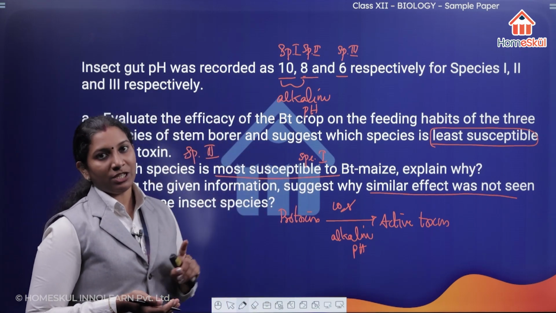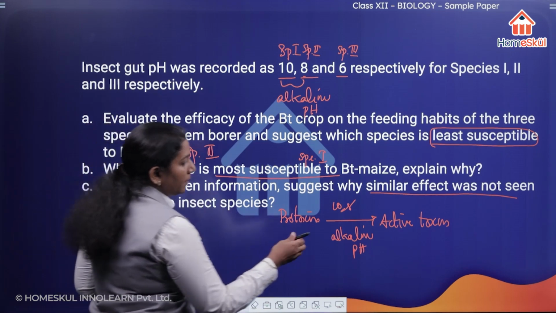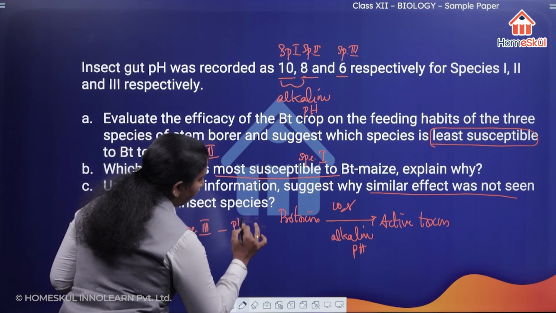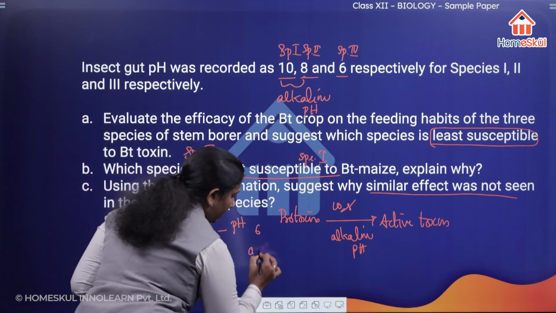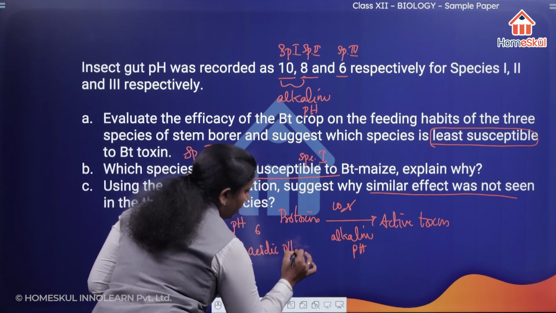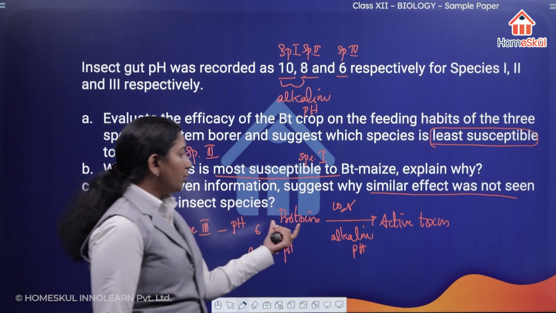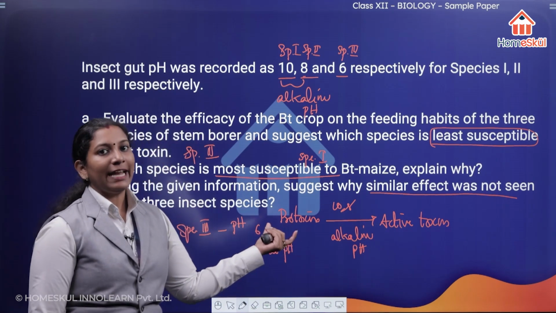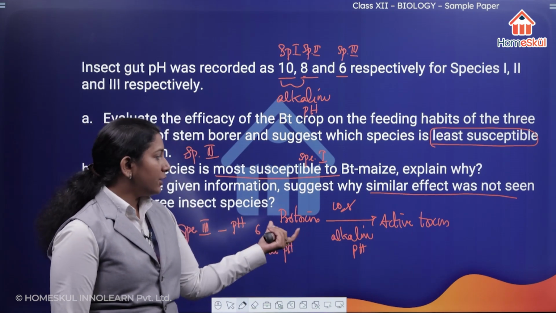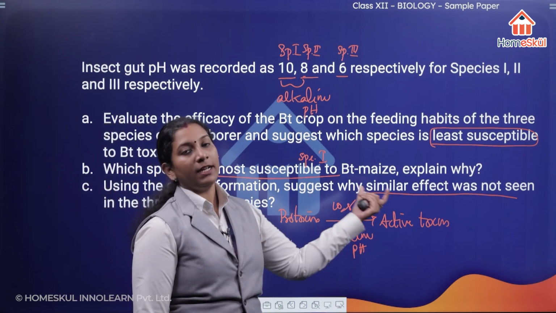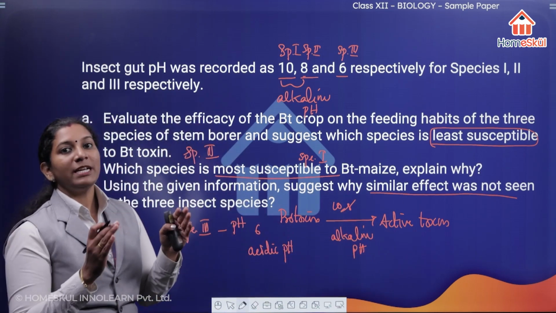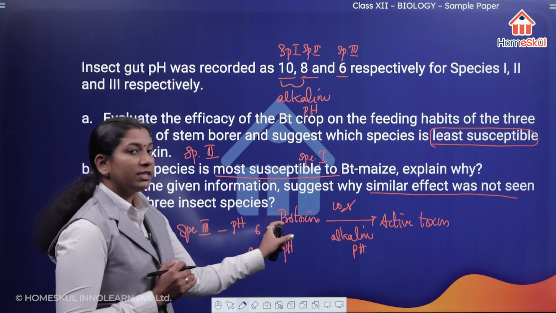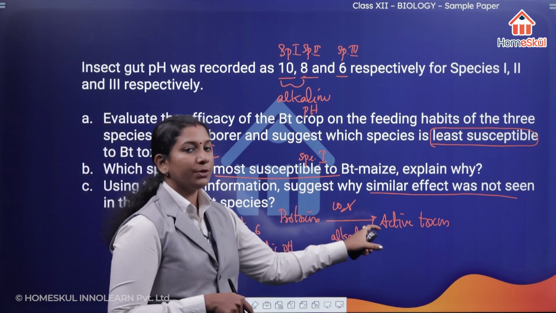Species 3 is the least susceptible species. Species 3 has a pH of 6. This is an acidic pH. In this acidic pH, the protoxin will not change into its active form. It will remain in the inactive stage, so the toxin will not have any effect on their gut. The species will not be harmed by this toxin, because in that acidic pH the protoxin remains inactive and does not convert to its active form.